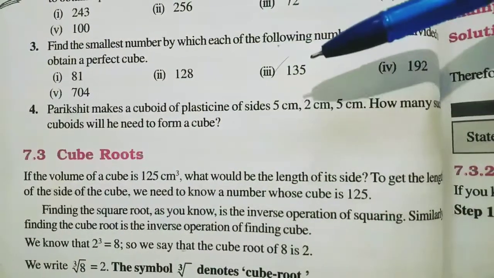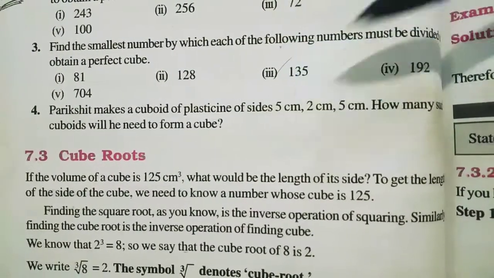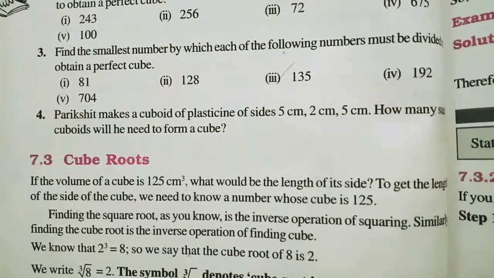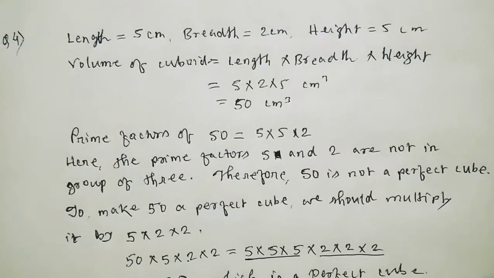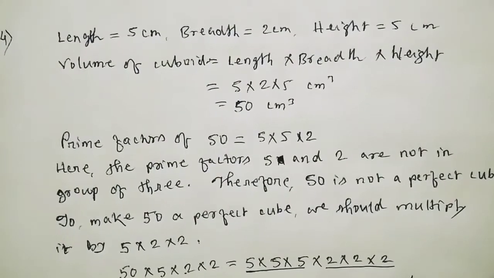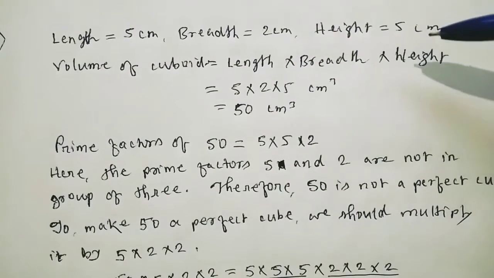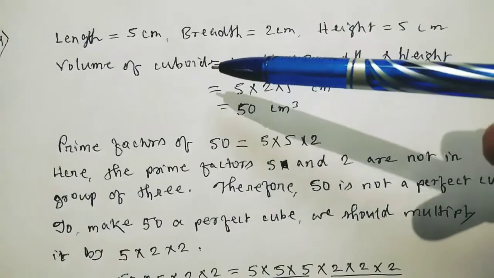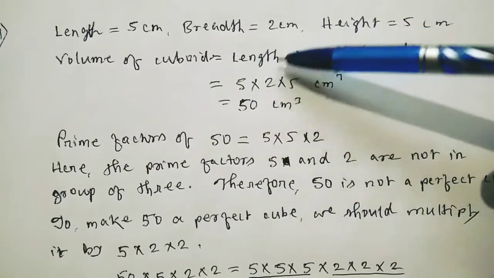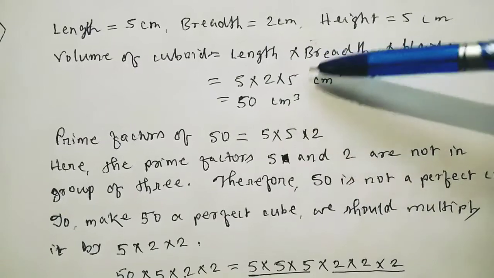So here also it is the same question. You have to make a perfect cube. Okay. So here how many cuboids do we need to make it a perfect cube? So let us see. Now students, see nicely this question number 4. This is a word problem. You have to find the number of cuboids to make a cube. So first of all, length is given 5 cm, breadth is given 2 cm, height is given 5 cm. So volume of the cuboid you have to find out. Volume of cuboid is length into breadth into height. So it is 5 into 2 into 5, that is 50 centimeter cube.